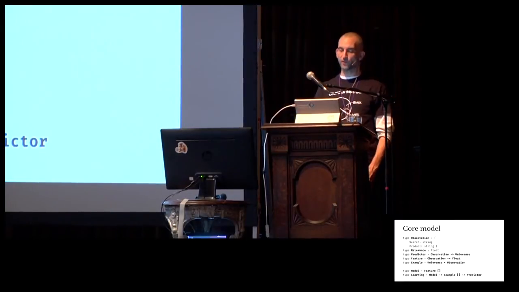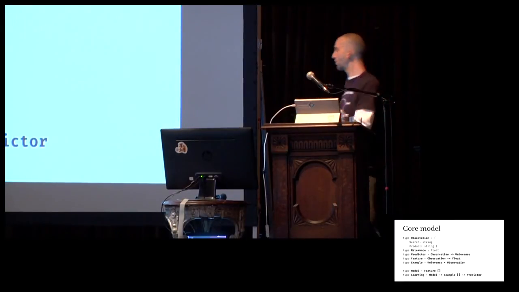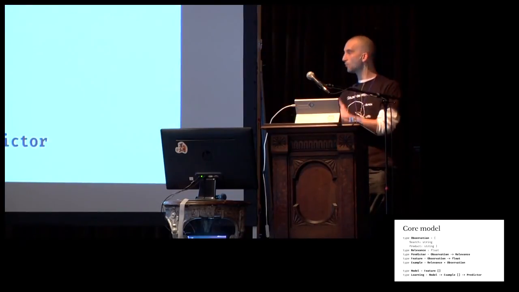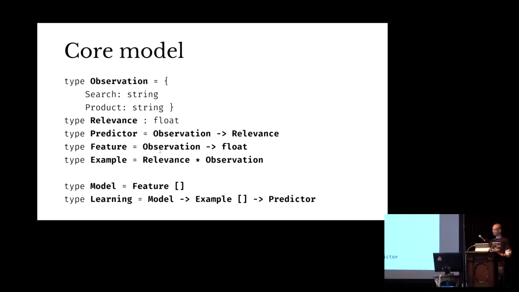Then I have a feature. A feature is not an array of floats. A feature is a function which is going to take an observation and give me out a number. That's also exactly how I described it in English. Finally, I have examples I can learn from, and an example is an observation, and an observation where I know also what the relevance was. So was it a 1, was it a 2, was it a 3?